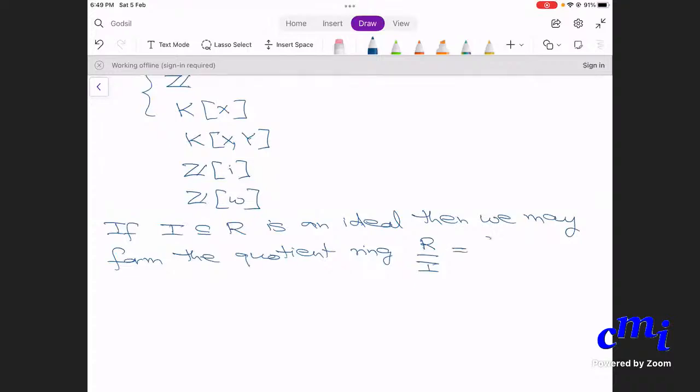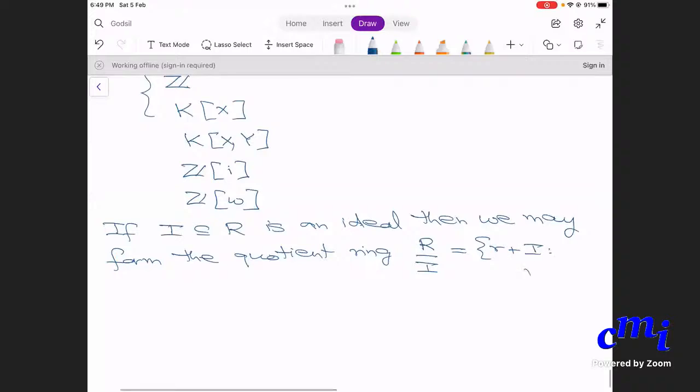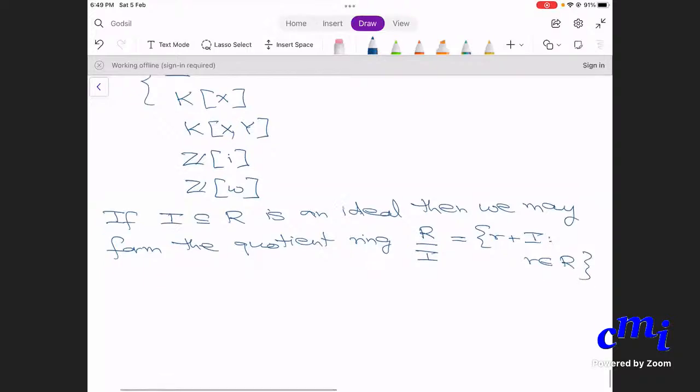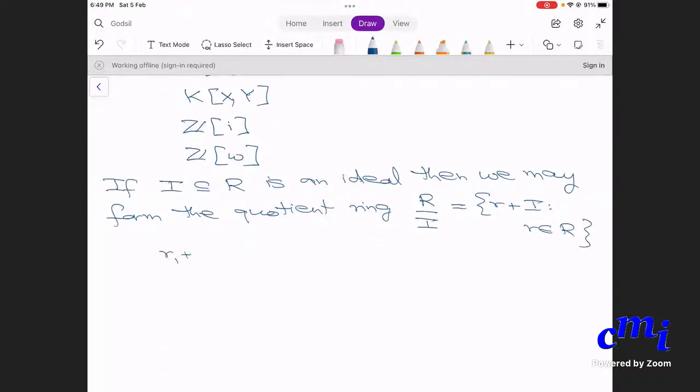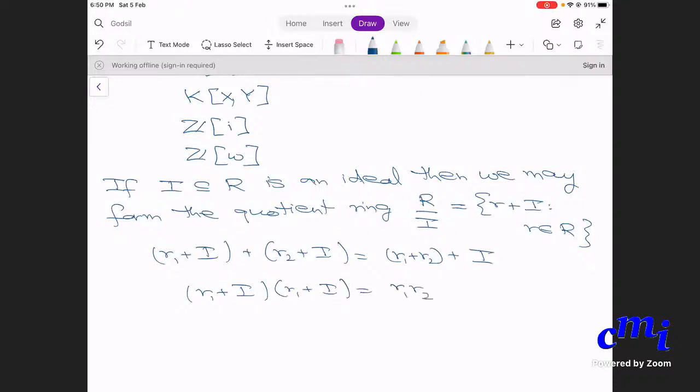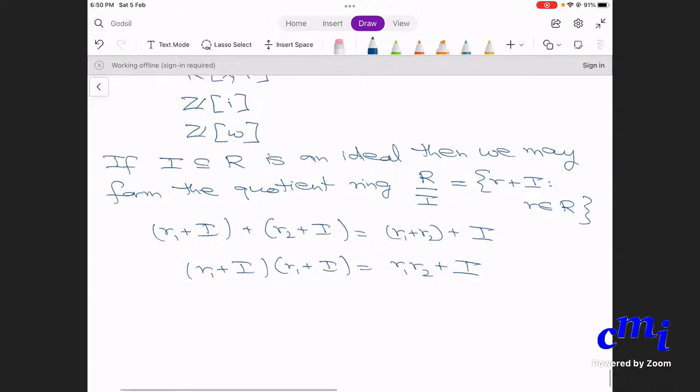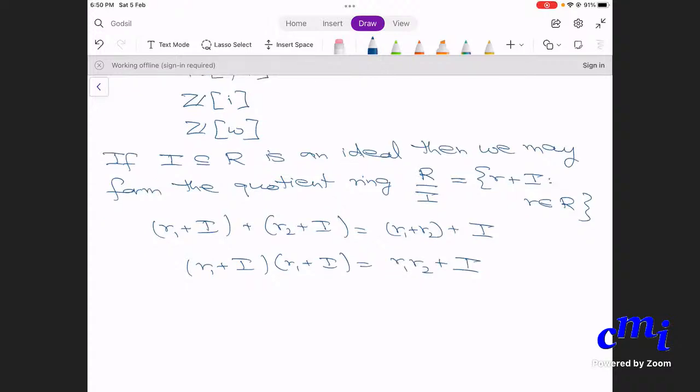So what is this? This consists of all cosets, the set of all r + I, where r is in R. With addition and multiplication defined the usual way. The sum of two cosets, (r1 + I) + (r2 + I), is represented by the sum of their representatives, (r1 + r2) + I. And the product of two cosets is again represented by the product of their representatives. Both of these are well defined and make R/I also into a commutative ring with unit.